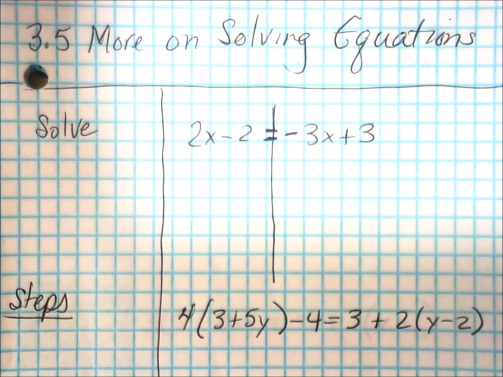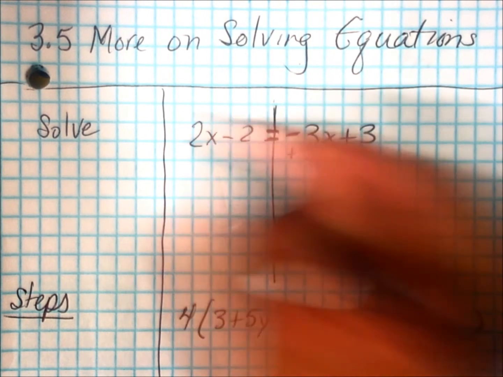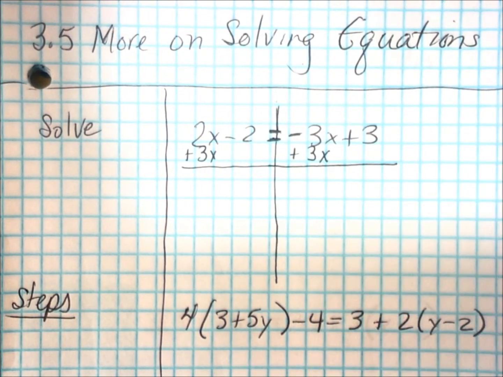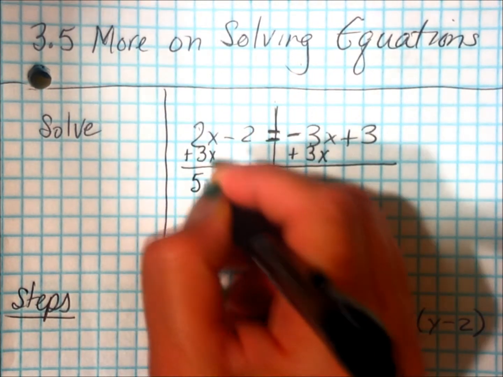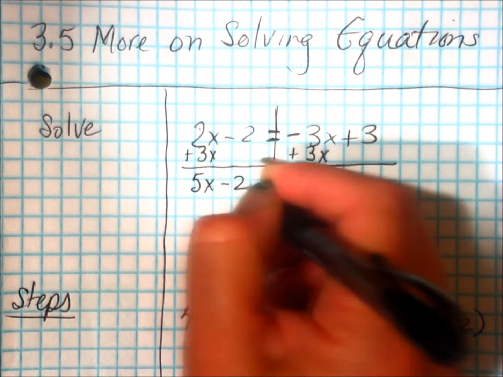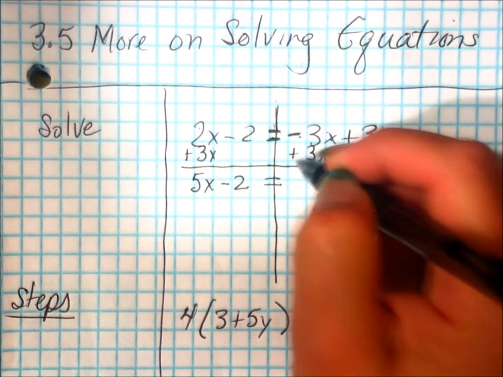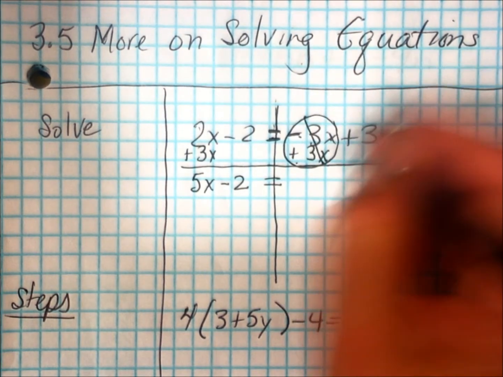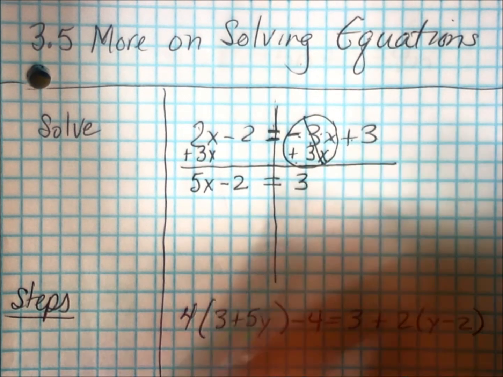So if I'm going to move my x over, I'm going to go ahead and add 3x to both sides. I like to do addition, makes it an easier problem for me, and I bet it would be for you too. 2 plus 3 is 5x, bringing down the minus 2, bring down the equal sign. Negative 3x with a positive 3x gives me that 0 I'm looking for. Boom. 3 minus 3. And we're left with positive 3.